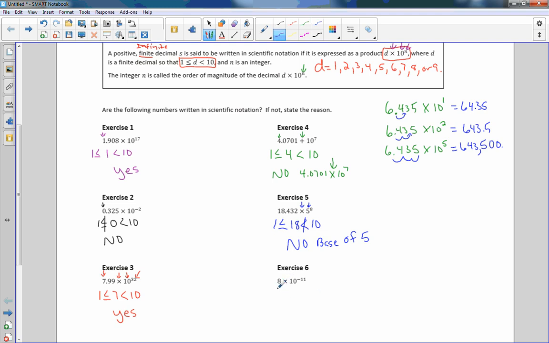And then finally the last one. 1 less than or equal to, leave a space, less than 10. The number we're looking at here is 8. 8 is the same as 8.0. So if I'm looking at the number to the left of the decimal with a whole number 8, it is just 8. It is okay to write that without a decimal. 1 is less than 8, and 8 is less than 10, so that's okay. I have a multiplication symbol, I have a base 10, and I have a negative exponent, but that's okay because it is finite. And the answer to this is yes. So 1, 3, and 6 were, 2, 4, and 5 were not.